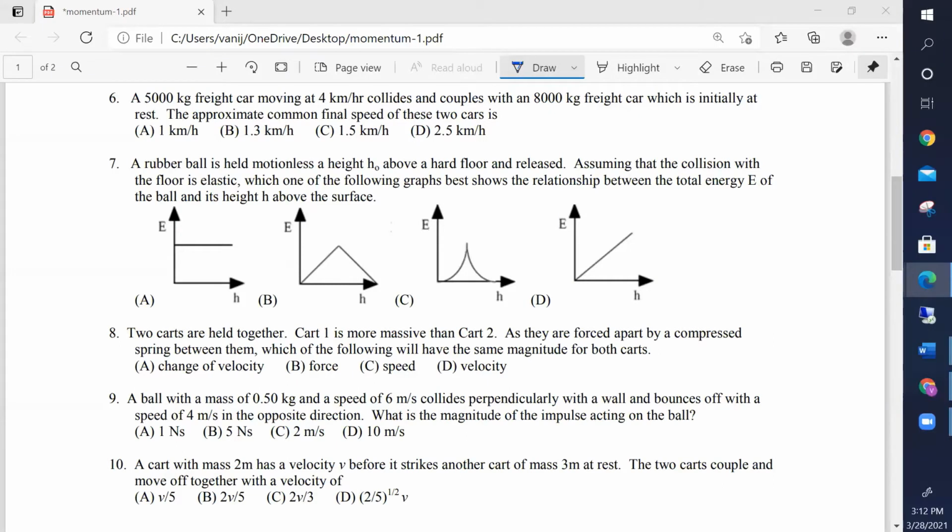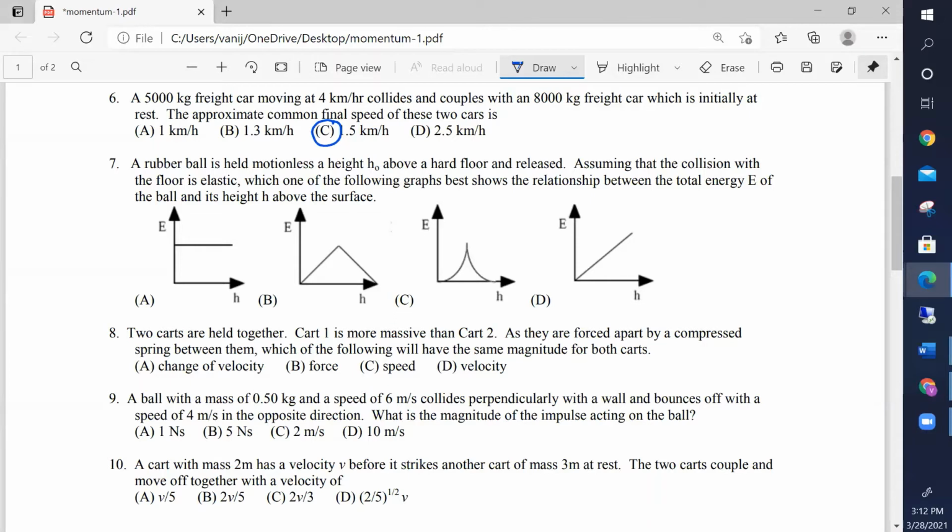So let's look at 6. A 5,000 kilogram freight car moving at 4 kilometers per hour collides and couples with an 8,000 kilogram freight car which is initially at rest. The approximate common final velocity of the two cars is.